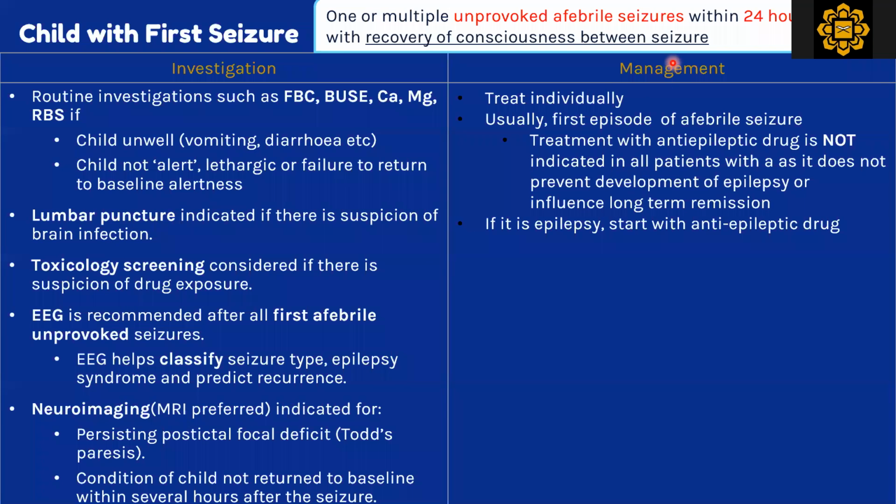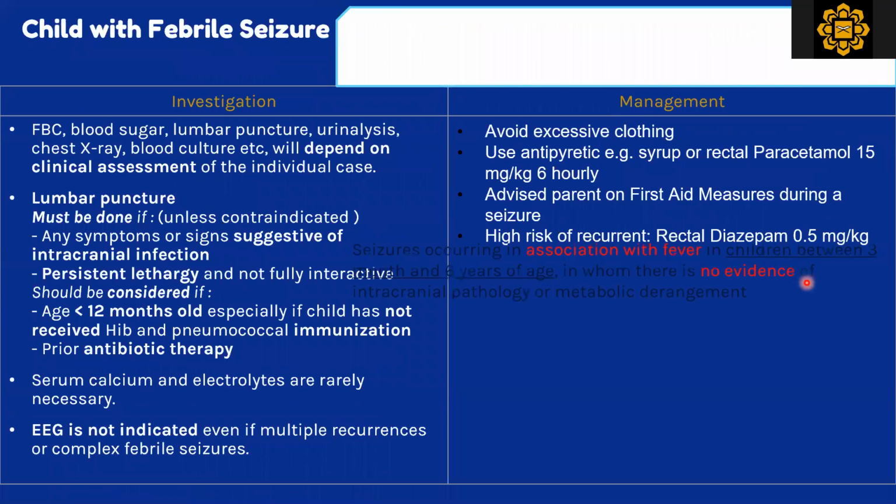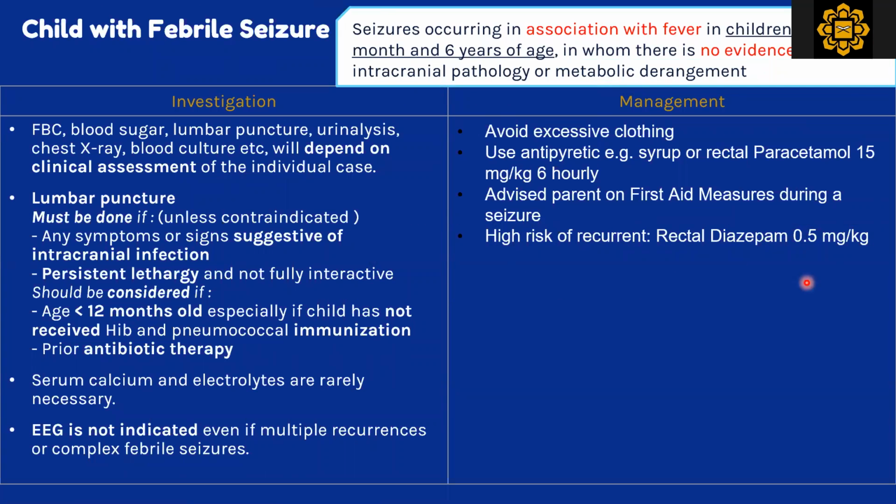So for the management, for the first seizures, we treat individually, case by case. Usually, first episode, we don't give any medication. But if we think it is epilepsy, we can start with anti-epileptic drug. But in general, for the first time seizures, no anti-epileptic drug is given. Okay. Because from the case, the patient has a history of febrile seizures, so I put it here.